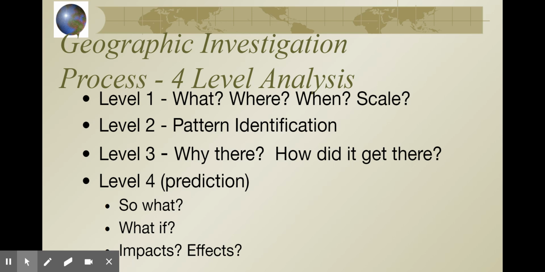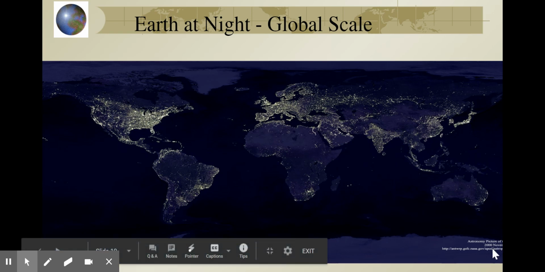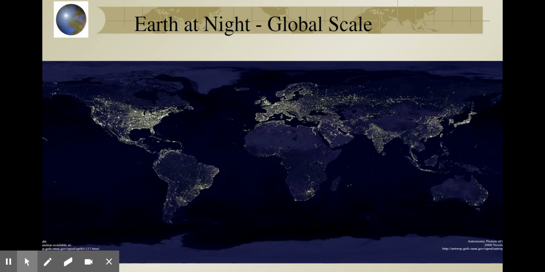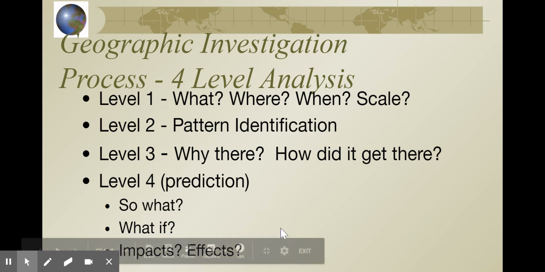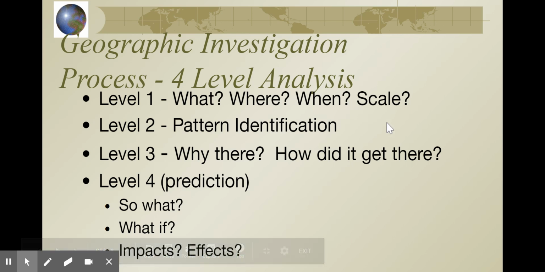What is the map of? What is the map intended to show? Where is the map of, so that we talk about scale a little bit? And when is the map from? This is the map we're going to be doing today. You would say Earth at night, global scale, and you can see tiny down here in the bottom right-hand corner, it says 2000. So it's from the year 2000, which is a long time ago. That's what you write on the first level: the what, the where, the when, and the scale too, which we'll get to later this week.